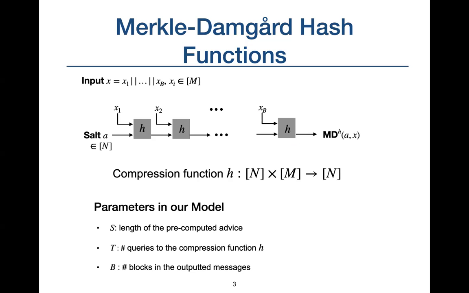The key parameters in our model would be S, which is the length of the pre-computed information, T, which is the number of queries made to the compression function H, and the collisions that have to be found have to be B blocks long.